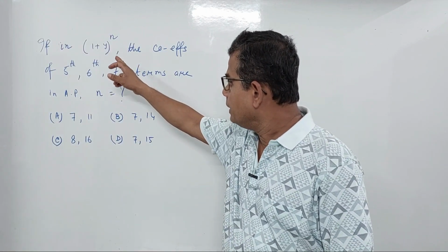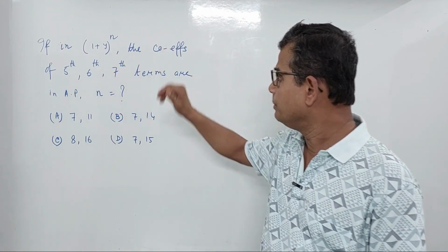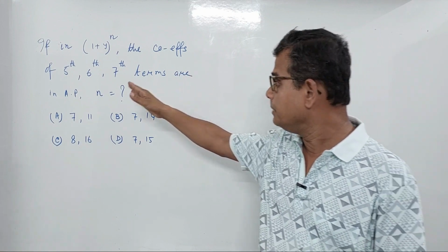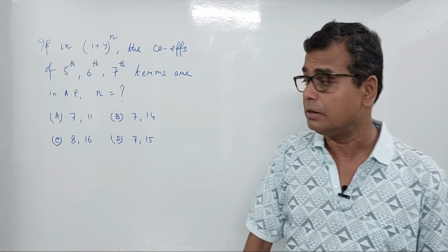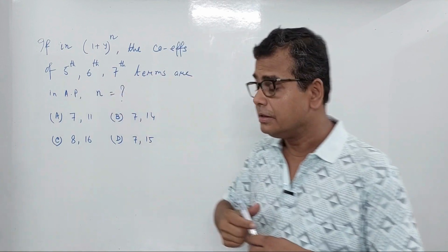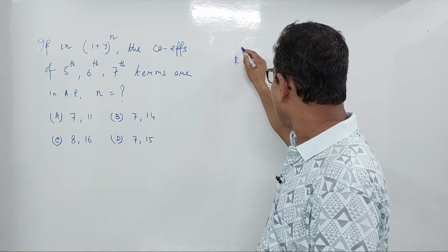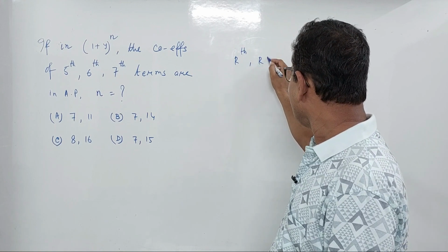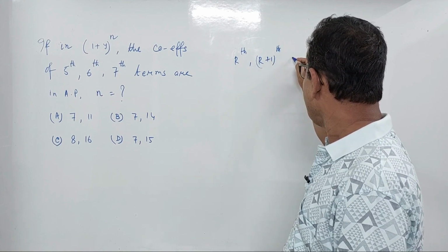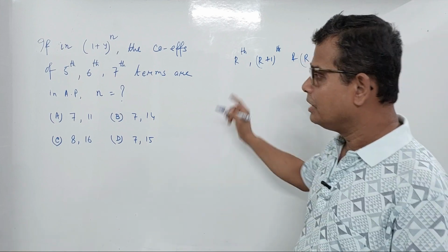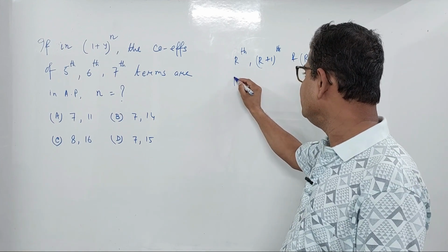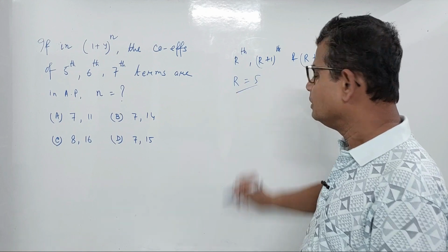If in the expansion of (1 plus y) whole to the power n, the coefficients of 5th, 6th and 7th terms are in AP, then what is the value of n? 5th, 6th and 7th, that is rth, r plus 1th and r plus 2th. So the value of r obviously equal to 5.